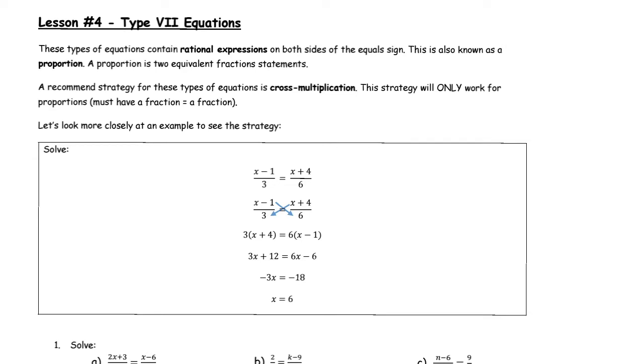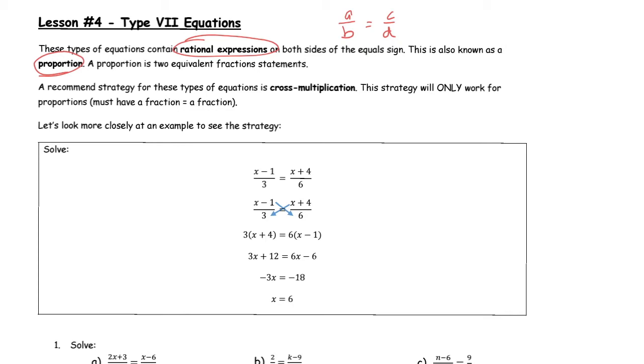Really, these are equations where we've got a rational on both sides. So we've got a rational expression equal to a rational expression, basically A over B equal to C over D, and there's nothing else going on there. That's all it is, just fraction equal to fraction. And we call that a proportion.